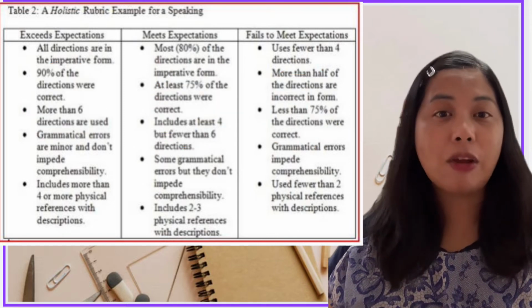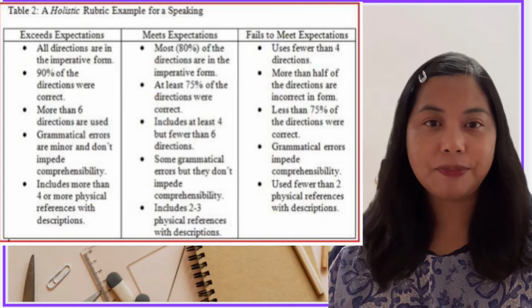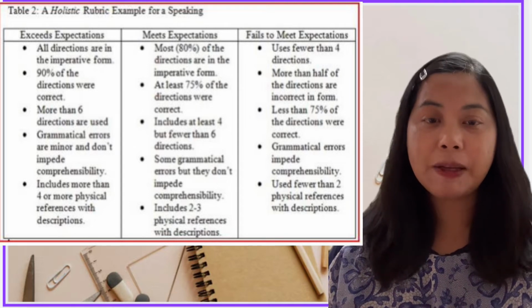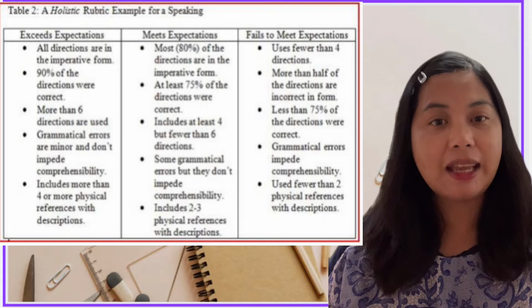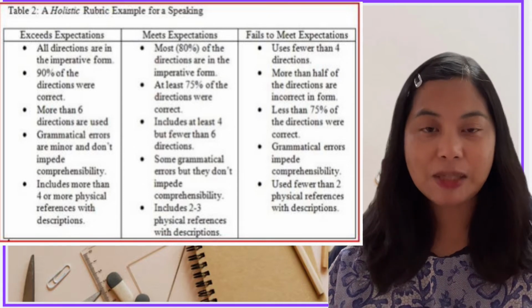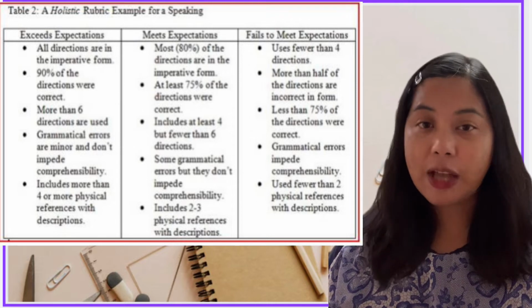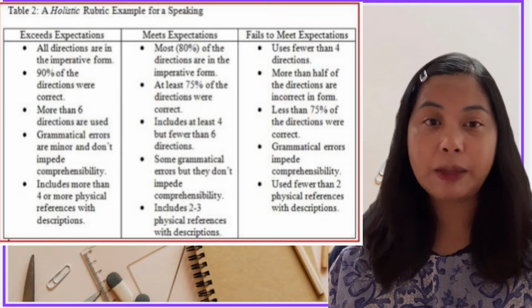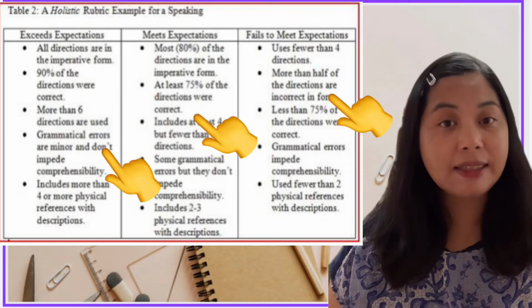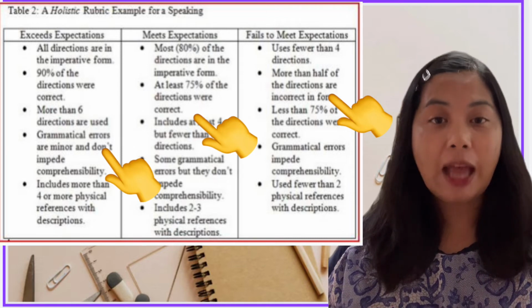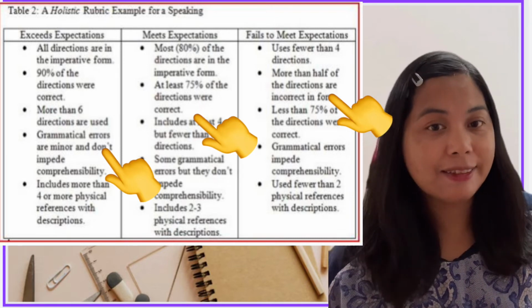Obviously, they also speak of levels. Highest is exceeding expectation, and least is failing to meet expectations. In each category are the list of descriptors that holistically describes an output or task.